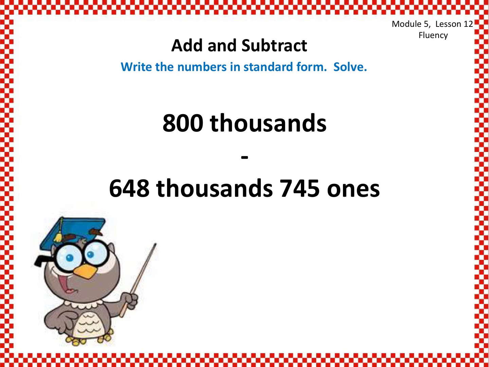All right. The next one, oh, this is a fun one. We're going to write the numbers in standard form, and then we're going to subtract. So you have 800,000, and you are subtracting 648,745 ones. So again, pause the video, you do the work, and then come back and see if we agree.